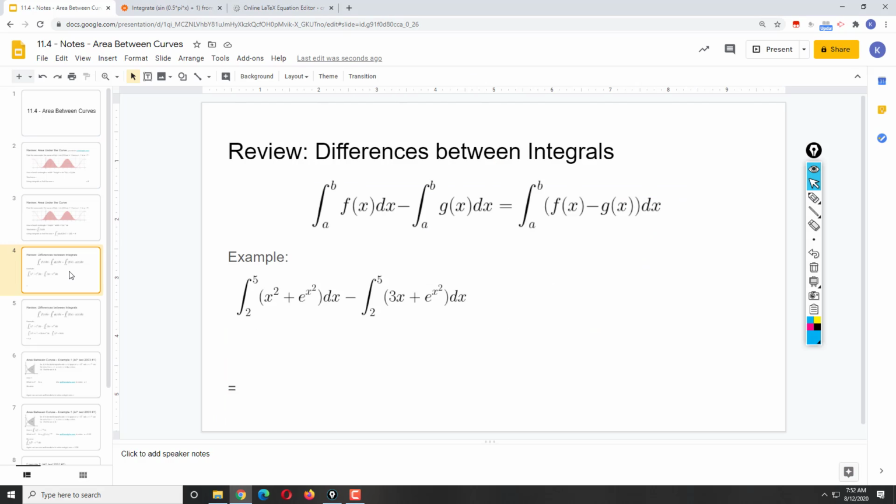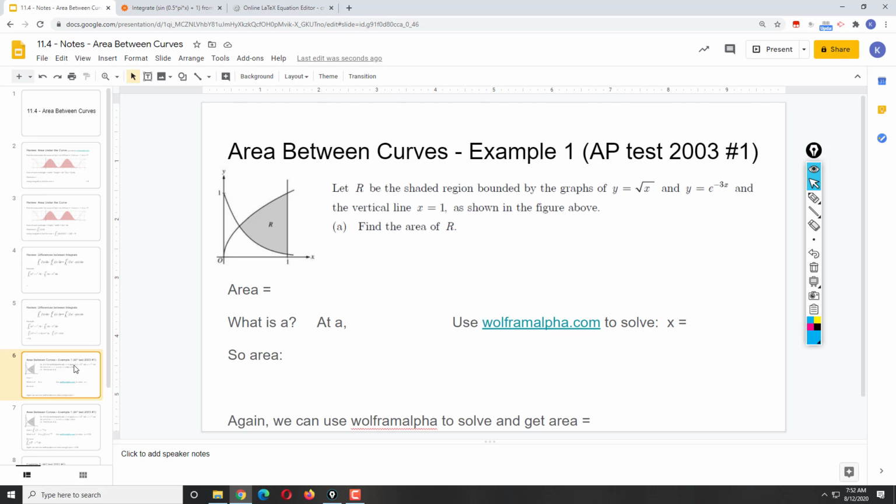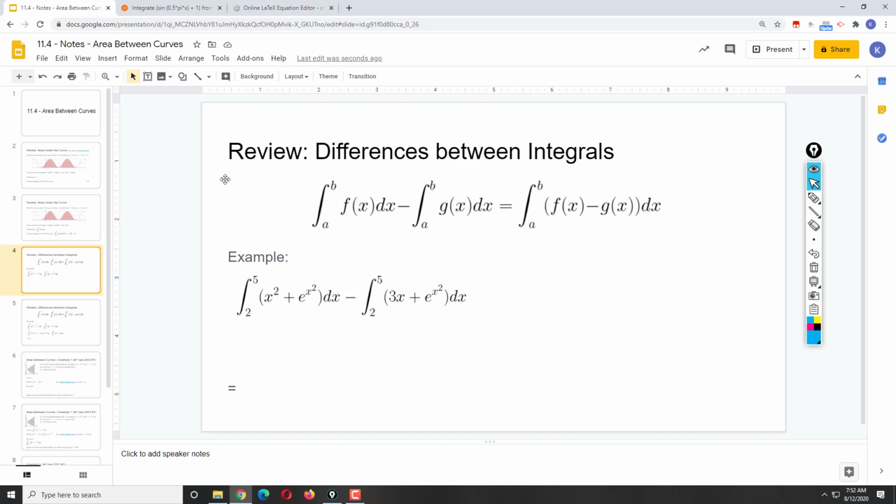Next, to find area between curves, for example, later on we'll see a question like this. This is the area between two curves. We have a curve on top, a curve at the bottom. We want the area in between. We want to review the differences between integrals. We know that the difference of integrals is just the integral of the difference. So the integral of f minus the integral of g is just the integral of f minus g.